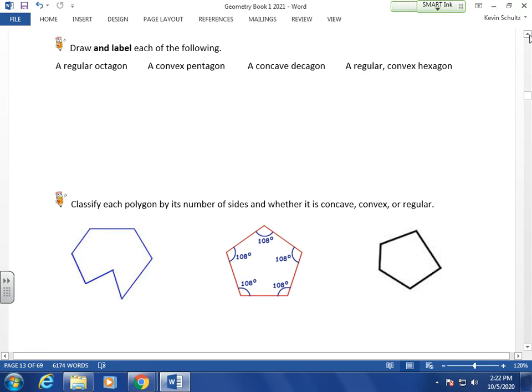Draw and label each of the following. A regular octagon. Normally I'd have you come up here and do this, but of course, hashtag COVID. So describe for me what a regular octagon, what characteristics is that going to have? Regular octagon. What does regular mean? Tell me about an octagon. What do we get? Let's get some new. McKenna. All the angles and sides will be congruent.